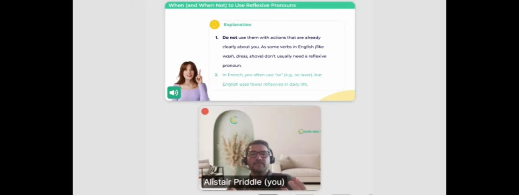So number 2, in French, we often use se, e.g. se laver, but English uses fewer reflexives in daily life. Okay, so English uses fewer reflexives in daily life. This is true.